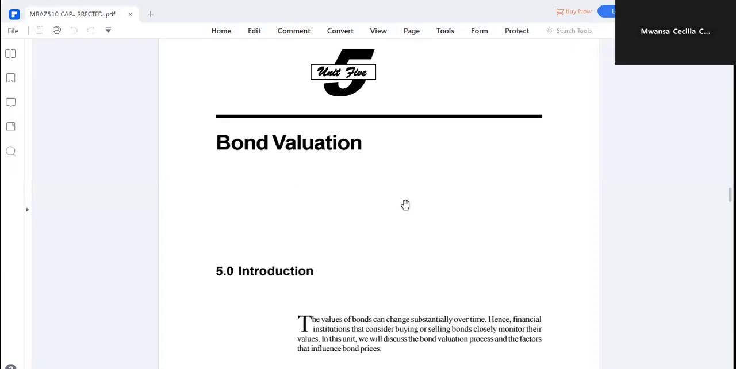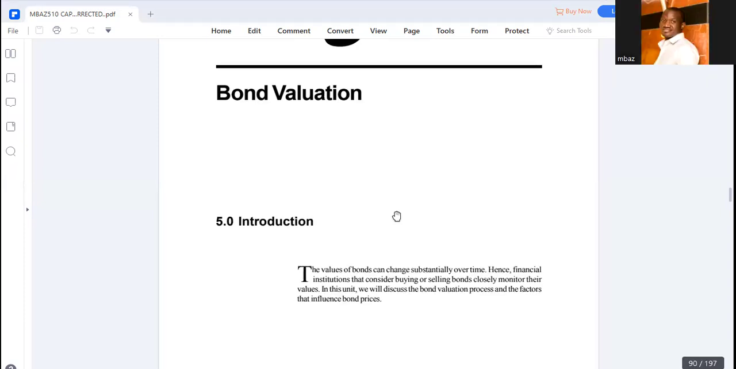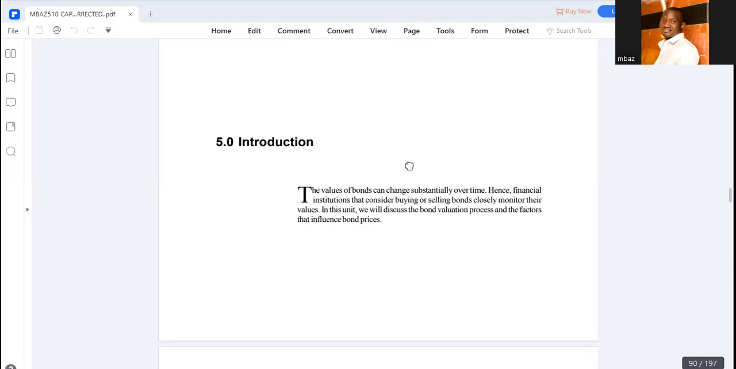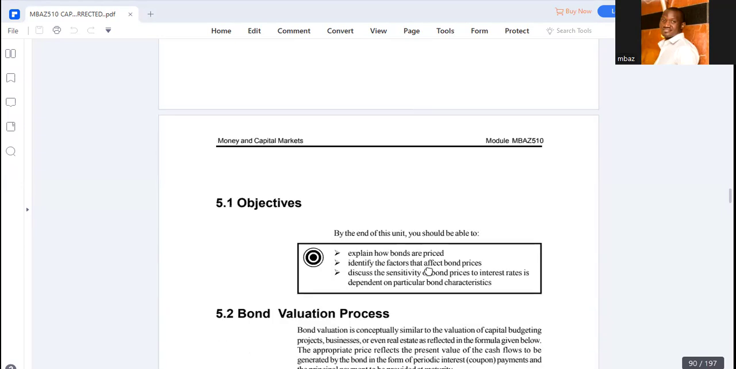Our session today, we'll look at the valuation of bonds. The values of bonds will change substantially over time, so many financial institutions will have to consider buying or selling bonds to monitor their values. In this unit, we will discuss the valuation process and the factors that will influence the prices of bonds.